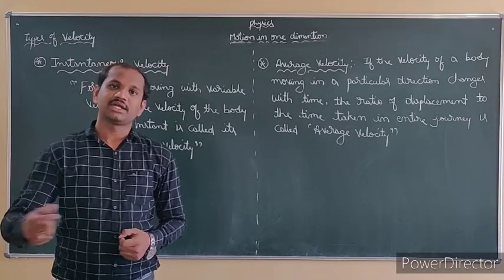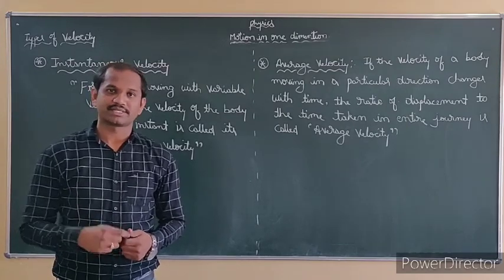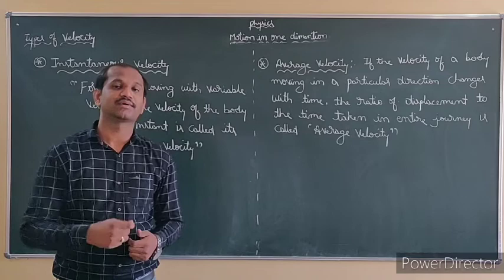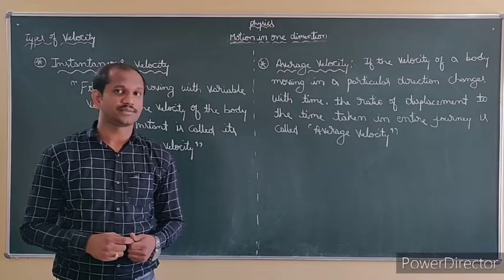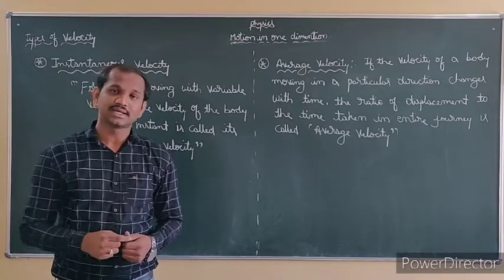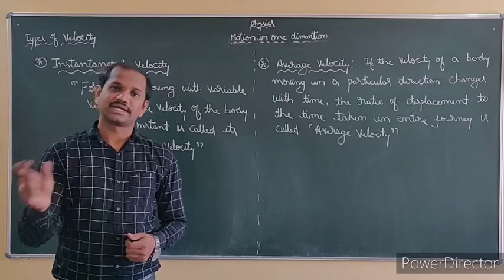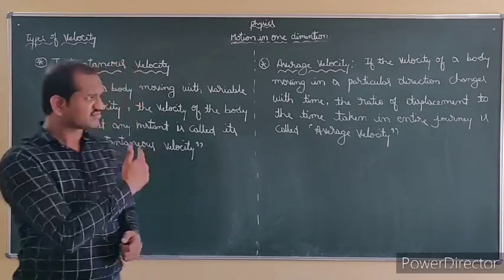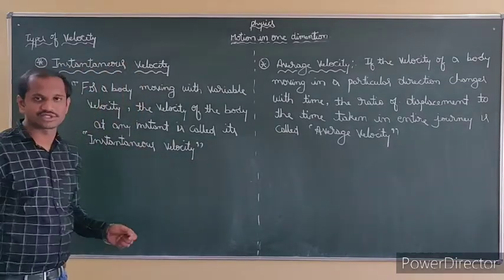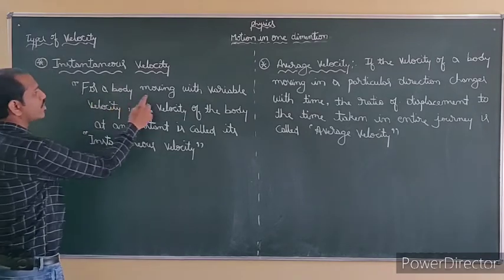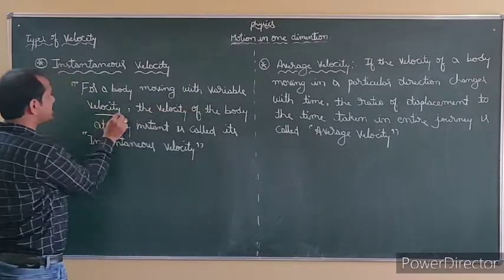For example, when you are traveling at 50 km per hour, suddenly a hump comes, and your speed reduces to 20 km per hour. At that instant, what was the speed? That is 20 km per hour. It is known as instantaneous speed. In the same way, there is instantaneous velocity also, that is for a body moving with variable velocity.